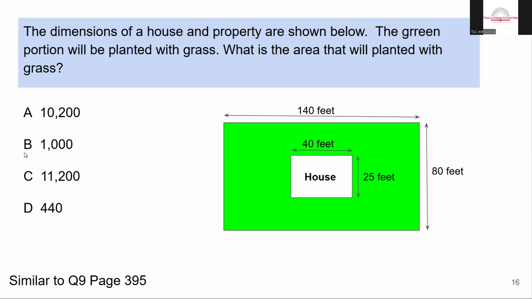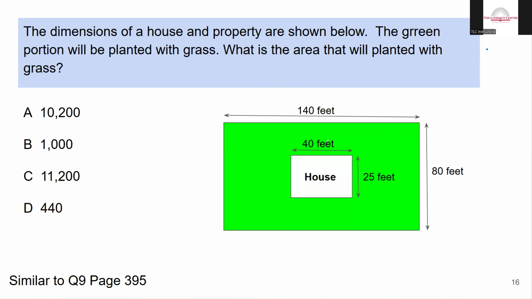I just noticed that there's a little typo in that problem in the word green that I'll have to go back and fix. All right. The dimensions of a house and property are shown below. The green portion will be painted with grass. What is the area that will be planted with grass?